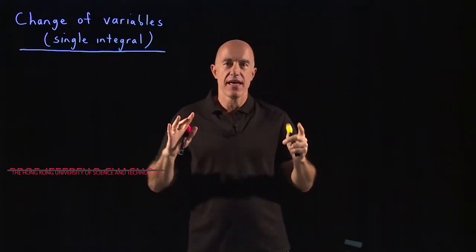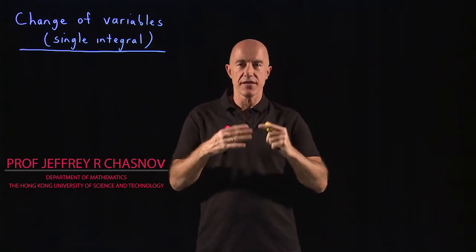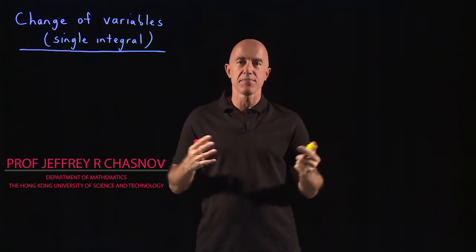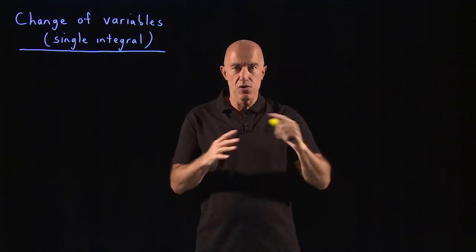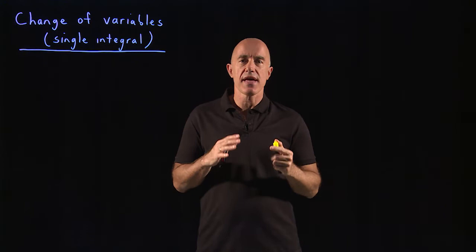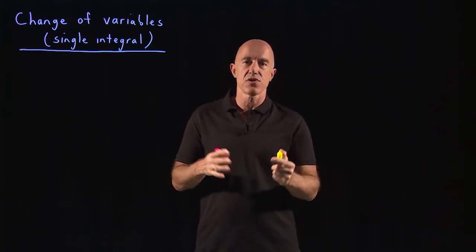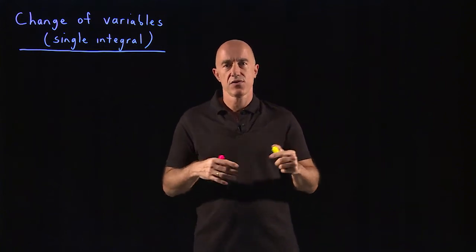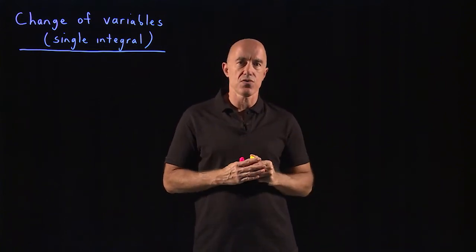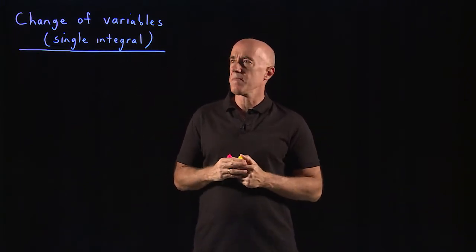So when you have a double integral, maybe in Cartesian coordinates, it's very complicated to do, but in polar coordinates, it will be much simpler to do. So to do that, we need to change variables in the integral from a double integral in Cartesian coordinates to a double integral in polar coordinates. So that's called a change of variables formula.